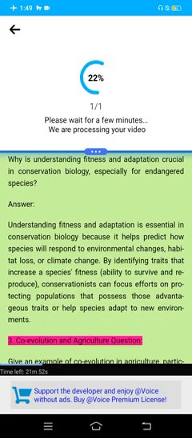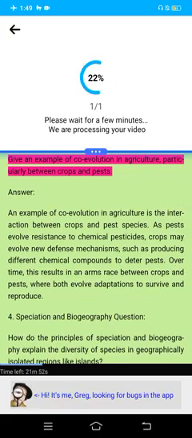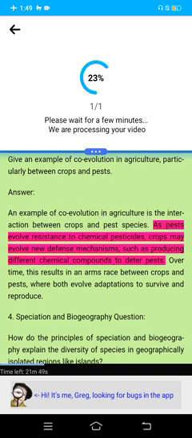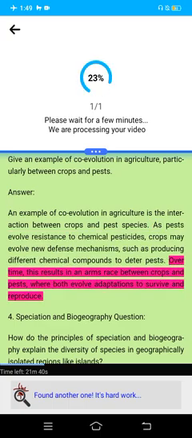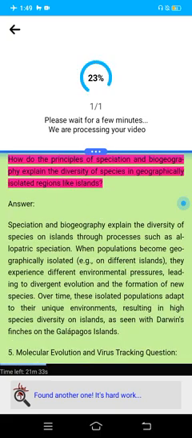3. Coevolution in agriculture. Question: Give an example of coevolution in agriculture, particularly between crops and pests. Answer. An example of coevolution in agriculture is the interaction between crops and pest species. As pests evolve resistance to chemical pesticides, crops may evolve new defense mechanisms, such as producing different chemical compounds to deter pests. Over time, this results in an arms race between crops and pests, where both evolve adaptations to survive and reproduce.